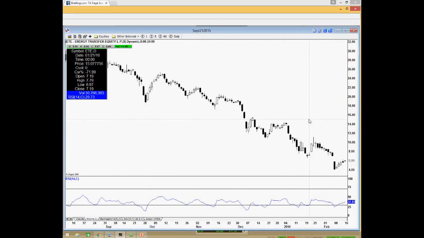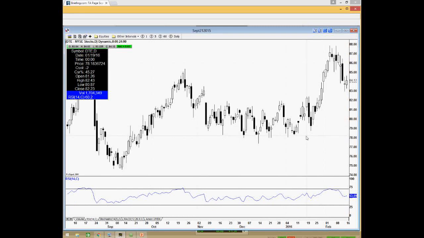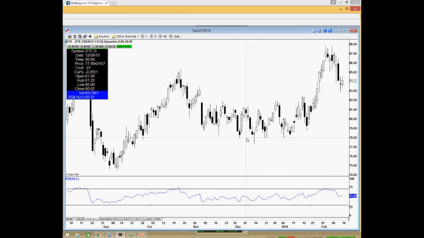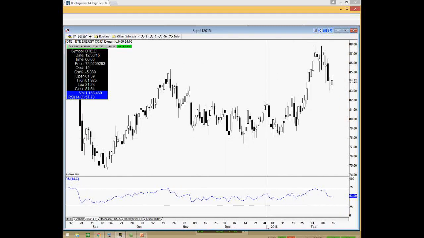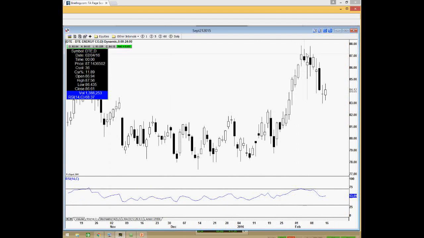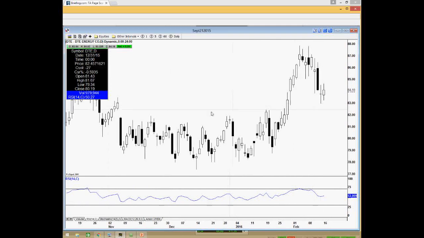I believe I said ETE. DTE was the other one. So DTE is actually a utility stock, and here is a stock that had a really strong uptrend throughout January and began pulling back a few days.